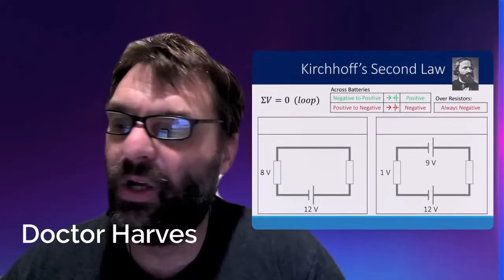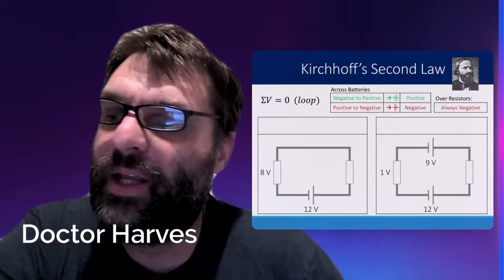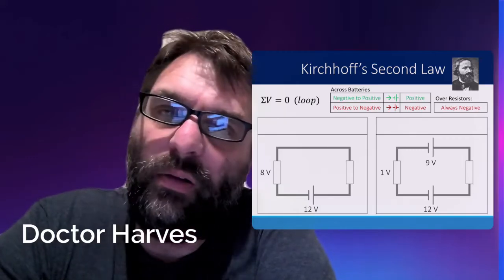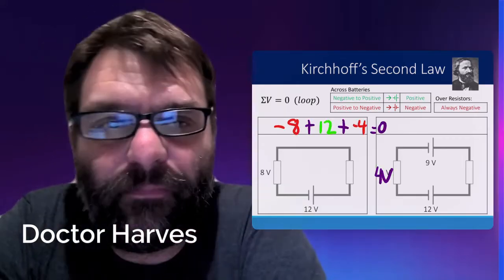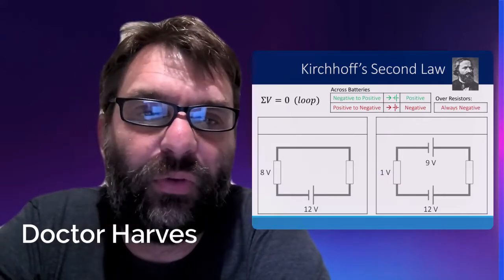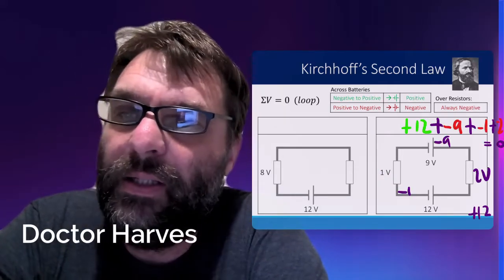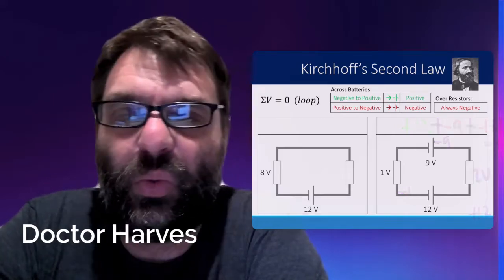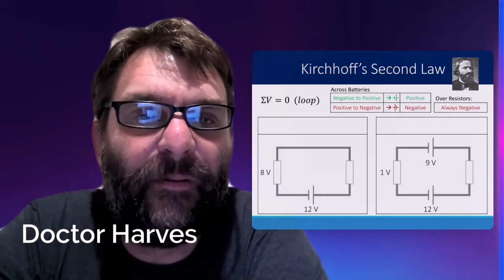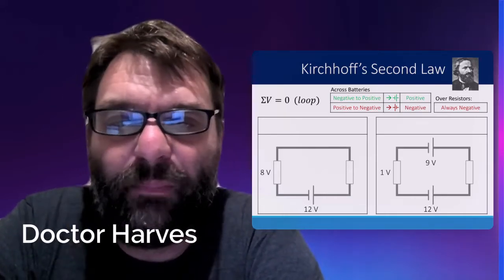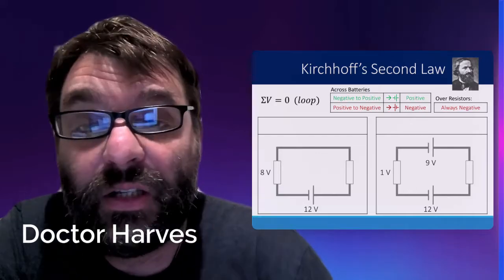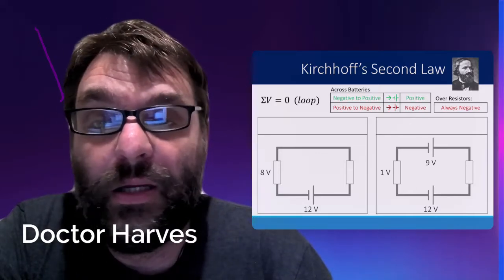Why is this? Okay, using our example here, it'll be -8 plus 12 minus 4 equals 0. For the example on the left, and for the example on the right, it will be +12 plus -9 plus -1 plus -2, which will equal 0, because when it's going negative to positive, it's positive, and when it's going positive to negative, it will be negative. And over resistors, it'll always be negative.